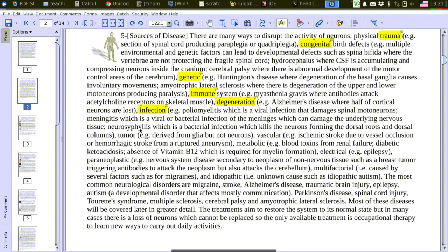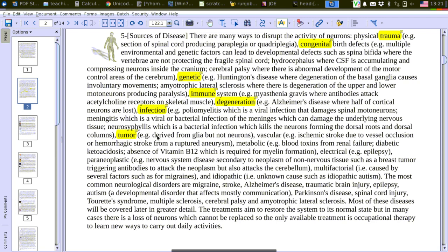Another one can be neurosyphilis, which is a bacterial infection, and this bacteria kills neurons forming the dorsal roots. So what happens is that you will lose sensory function. So tabes dorsalis will be an example. You can have a tumor.